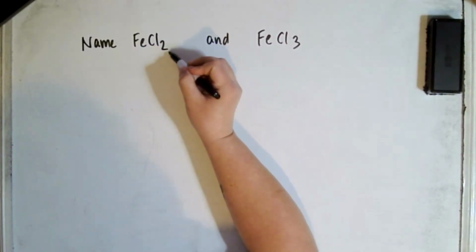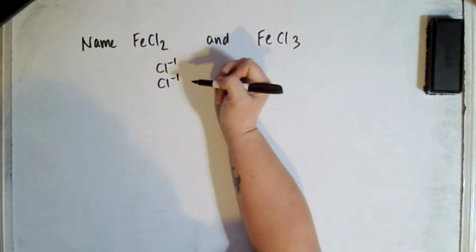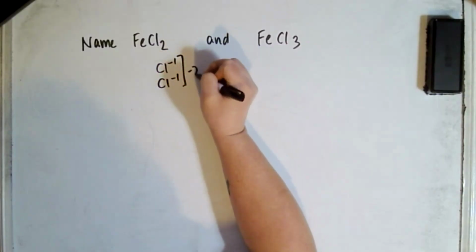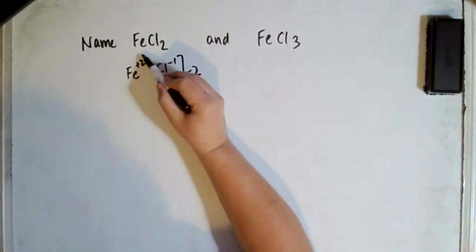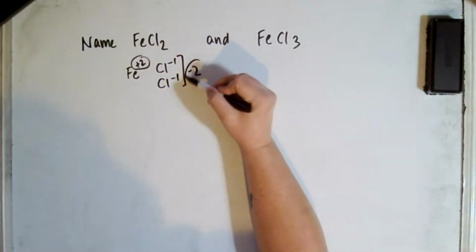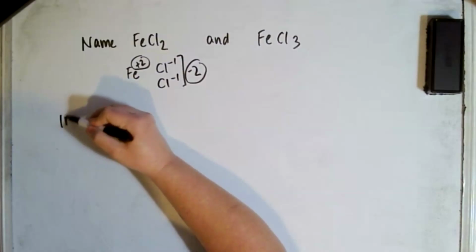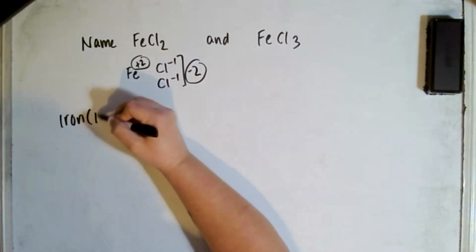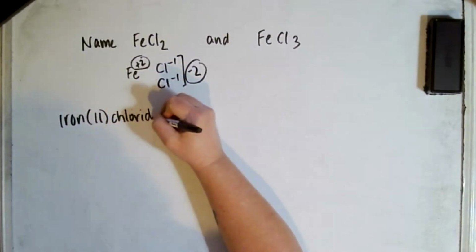So we have two chloride ions here. Each chloride ion is going to have a -1 charge. So that's a total of -2. So that means that the iron in this compound is going to have a +2 charge because my +2 charge has to balance out my -2 charge. So my name for this compound is going to be iron, and then parentheses 2 chloride.